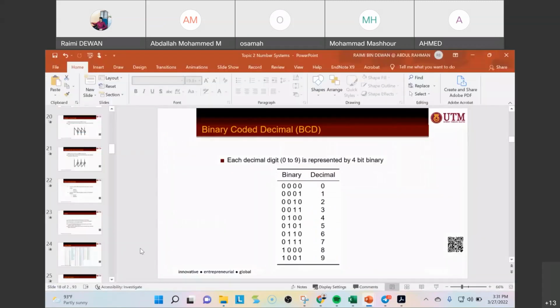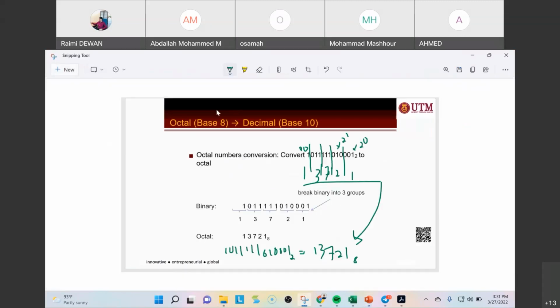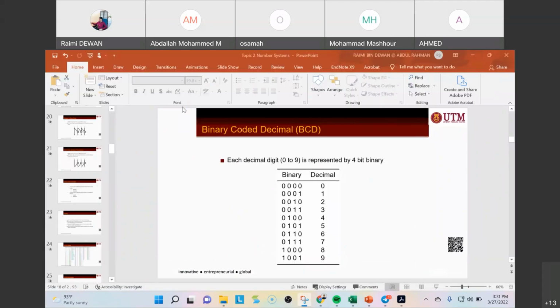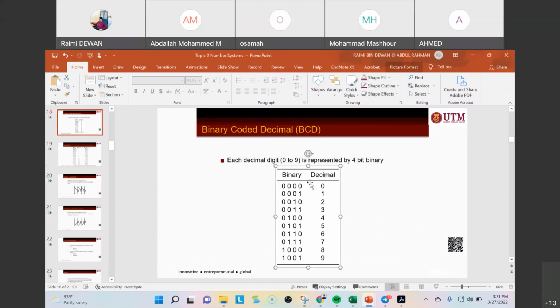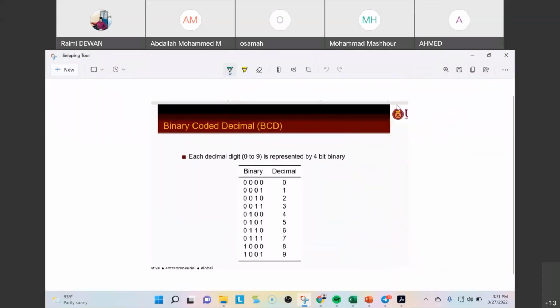Okay, a lot. Then we need to finish here. Now we go to binary coded decimal. I try to make you understand first. What is the word here? Binary coded decimal. Okay, now I can do snipping. So what does it mean by binary coded decimal? It is a binary number, and it is used to represent the decimal value. Understand? Binary coded decimal is the binary system used to represent decimal value.